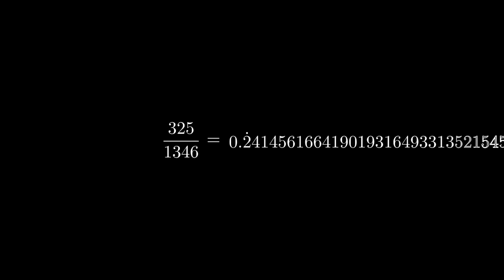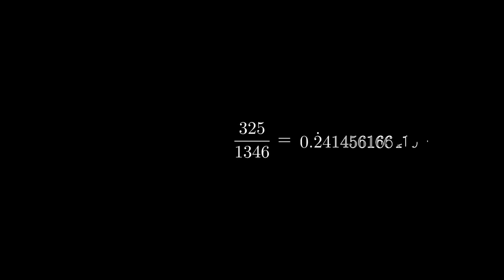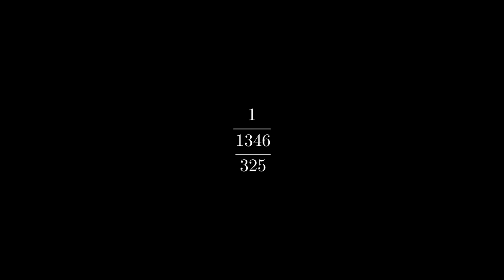Take the number 325 over 1346. This doesn't have a nice decimal representation. While it does repeat, it repeats with the period 224, so obviously we don't want to write that down. To write it as a continued fraction, first we take the reciprocal, so flip it and put a 1 above.